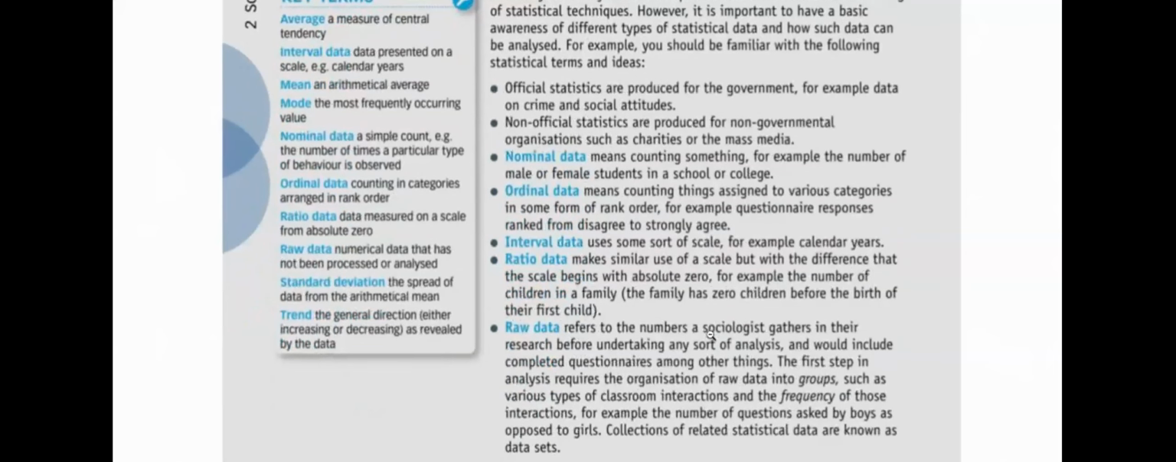Then you have nominal data, which basically means counting something normally. You have ordinal data, which basically means you assign categories and then you count. You have interval data, which means that you have to use some sort of scale. So for the first 6 months, this was the data. Then the next 6 months, this was the data. Or the first 3 months, so that's a quarter of the year, this was the data. Then the next 3 months, this was it, then the next 3 months, this was it, etc.